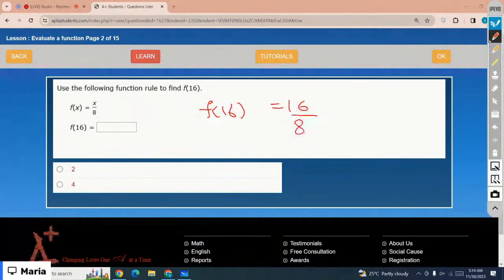So 8 times what number is 16? 8 times 2 is 16. So the correct option is 2.